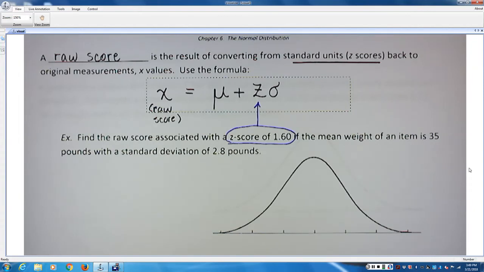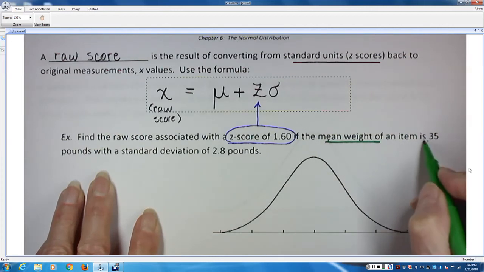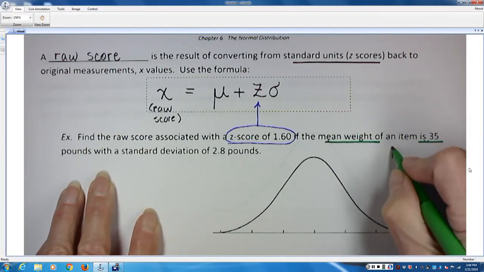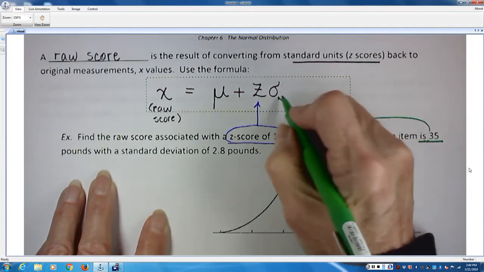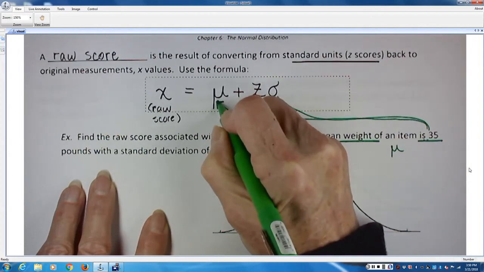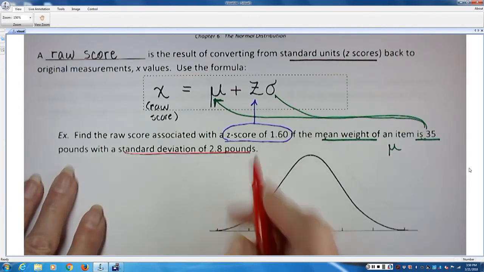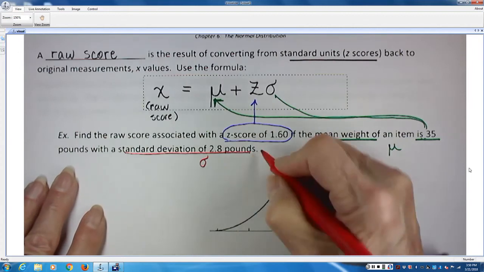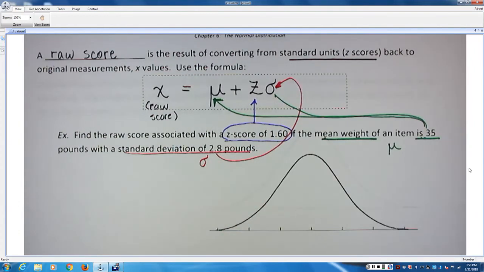If the mean weight of the item is 35 pounds, so that's mu, and a standard deviation of 2.8 pounds, that's sigma. So this is how we would find the raw score from that information.